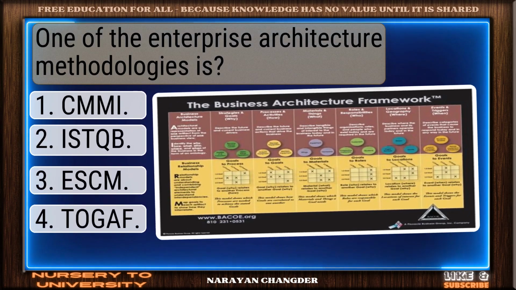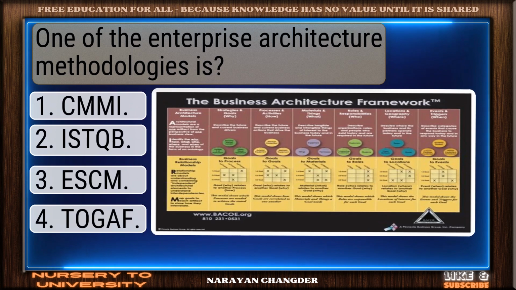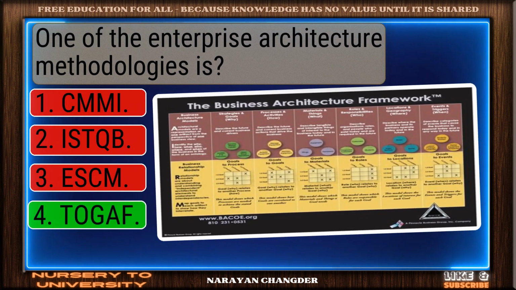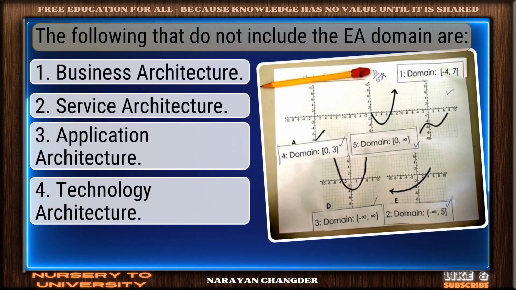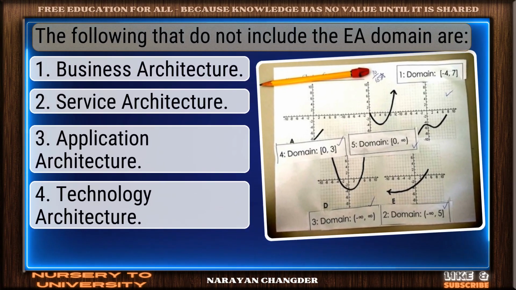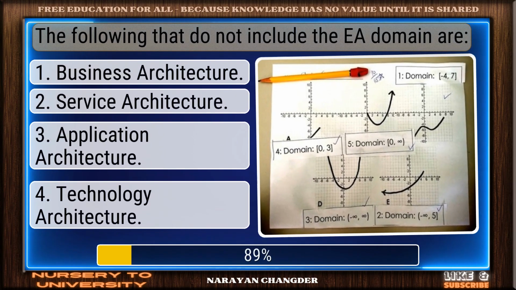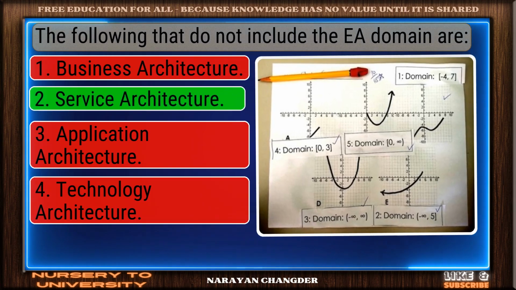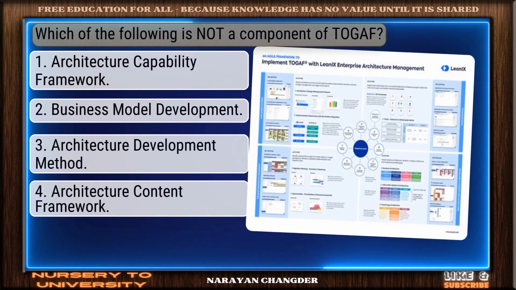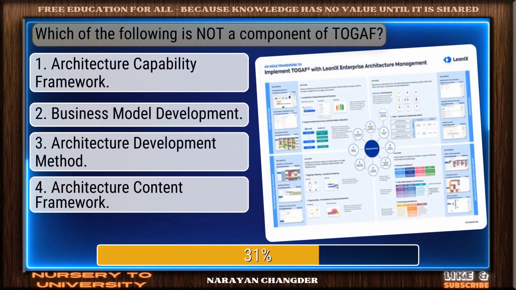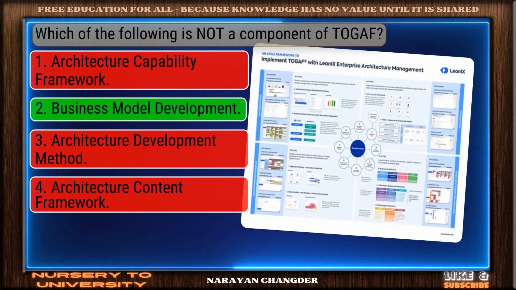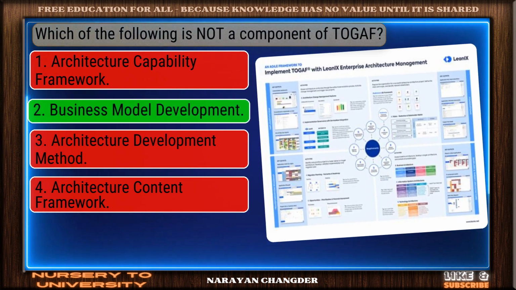Question number 53. One of the enterprise architecture methodologies is? Nicely done. TOGAF is a solid answer. Question number 54. The following that do not include the E domain are? Solid response. Service architecture is a valid choice. Question number 55. Which of the following is not a component of TOGAF? Correct. Business model development is the right answer.